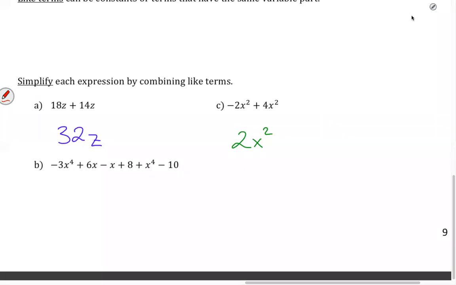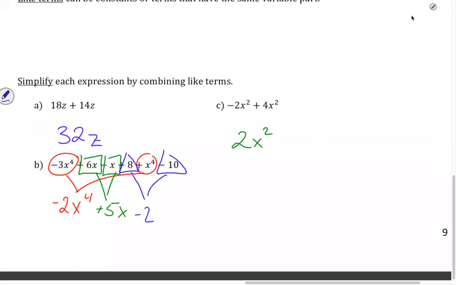And then because I want to give Chris Dolan a hard time, I'm going to make him do B. Chris, what'd you get for B? Negative 2x to the 4th plus 5x minus 2. All right, let's see. Yeah, Chris, there we go.